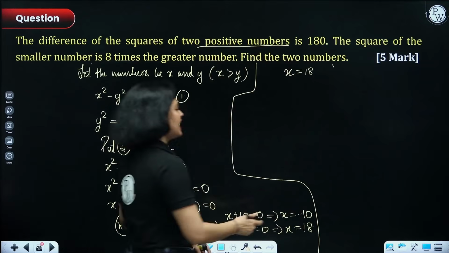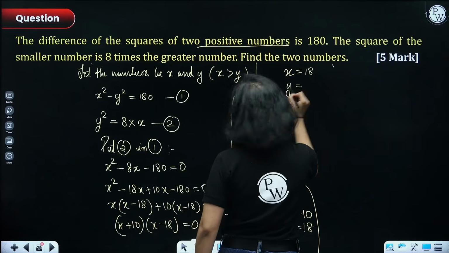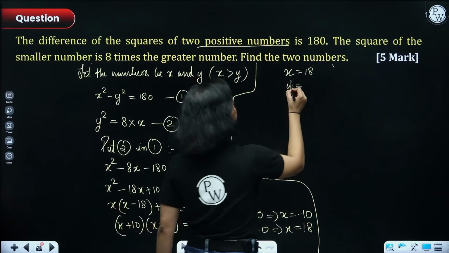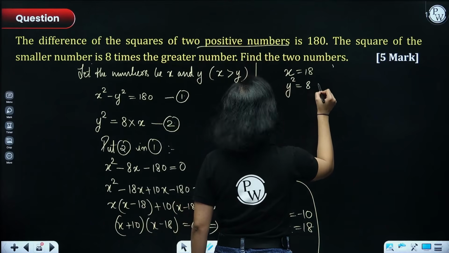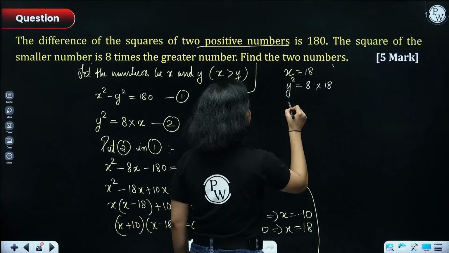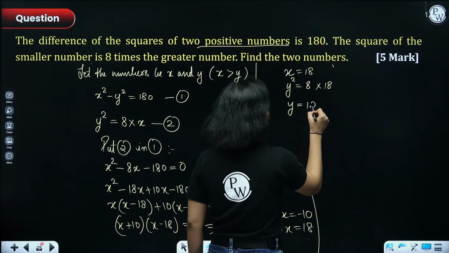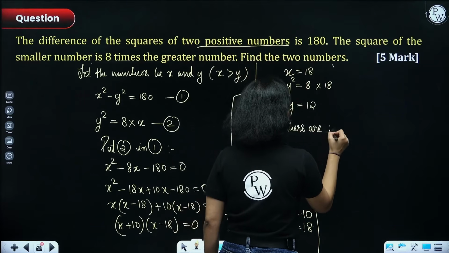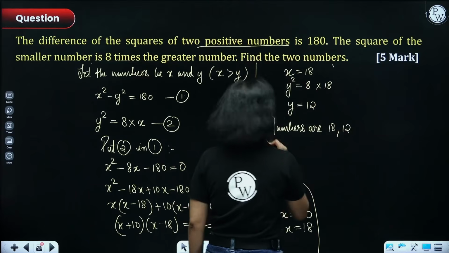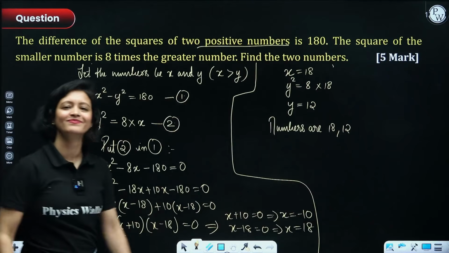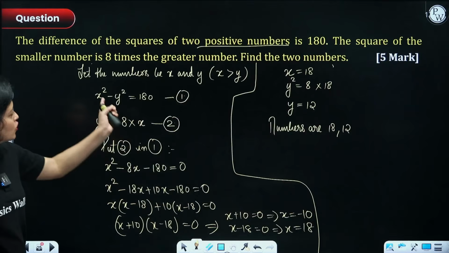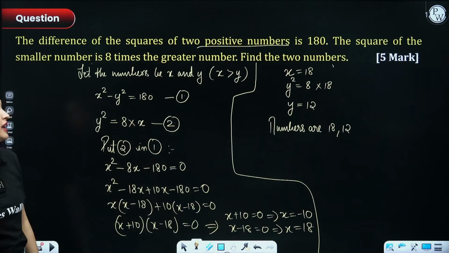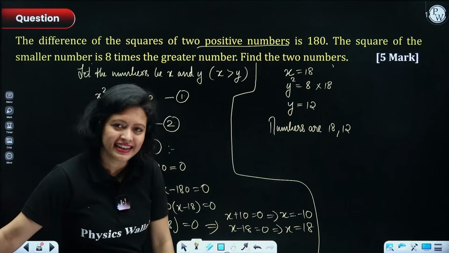Okay? Acha, if x is 18, everyone, how can you figure out value of y? So, to figure out value of y, use this relationship. Y square is equals to 8 into 18. So, from here you can calculate the value of y. It will come out to be 12. So, the numbers are 18, 12. That's it. This is the answer, everyone. Okay? You can check also if you want to verify your answer and you have time, then you can do that. Okay? Chaliye. So, with that, let's move on to the next problem.